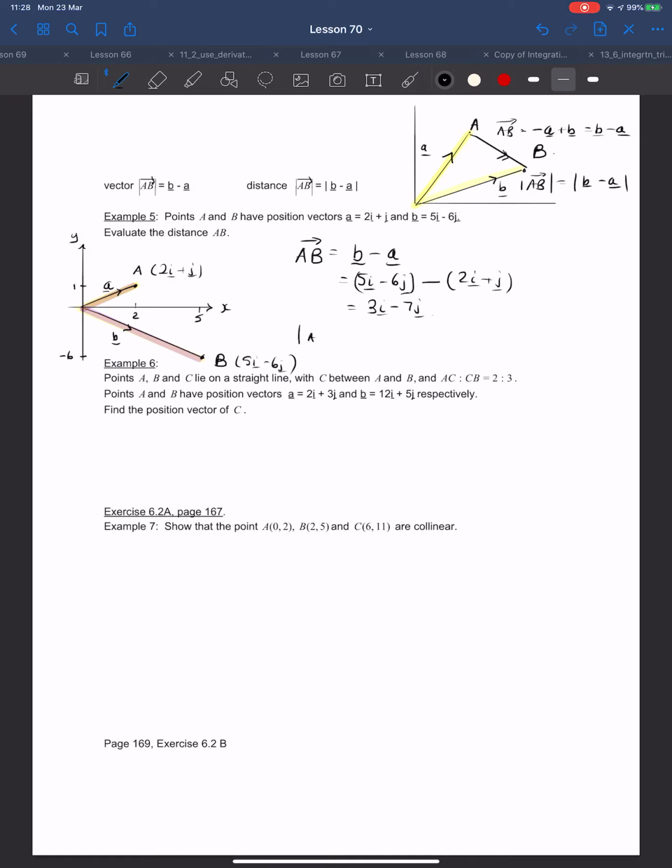So the magnitude of A to B, that's the distance from going from A to B here, is going to be the square root of 3 squared plus minus 7 squared. So it's the square root of 58.